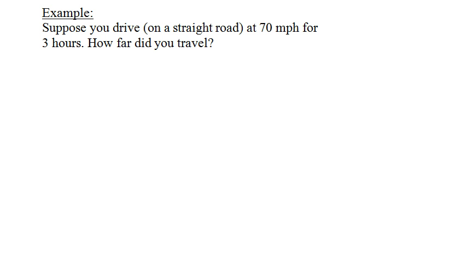Suppose you drive on a straight road at 70 miles per hour for 3 hours. How far did you travel? Well, of course, it's easy to get the answer. Just do 70 times 3, and you'll get 210, and that's 210 miles. That's an easy calculation, but let's look at this graphically.